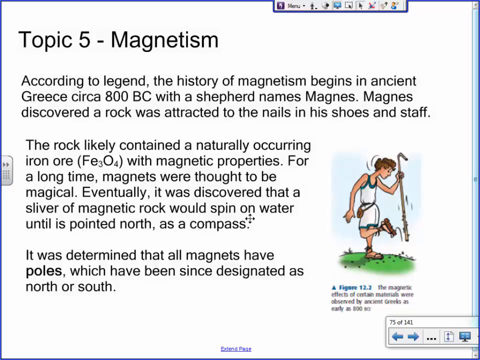What he was able to discover, or at least maybe not Magnus specifically, but other people who were playing around with this at the time, they discovered that if you put a sliver of magnetic rock on a little bit of water, it would point north. And essentially, that's what a compass does. If you've seen a compass, not like the one in your cell phone, but a real old-fashioned one that we'll play with, you just have a little liquid surface. You put a little piece of metal on it, and it would spin until it actually faces north. Okay? So we now know that they have poles, north and south.